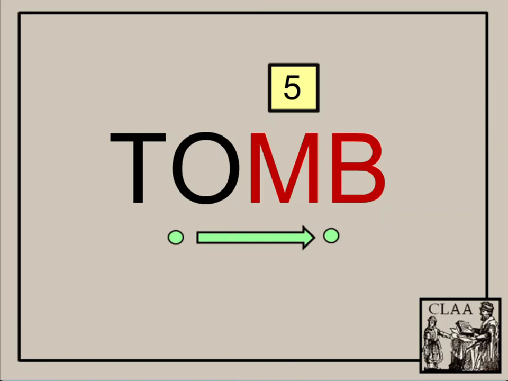Tomb, tomb, tomb. In this word, the vowel O makes the sound oo. We can hear the letter M, but the letter B is silent. In the digraph MB, the letter B is silent. Tomb.